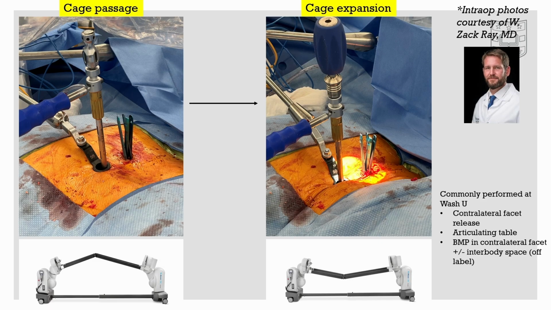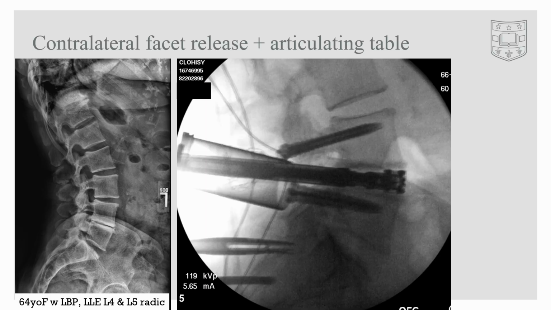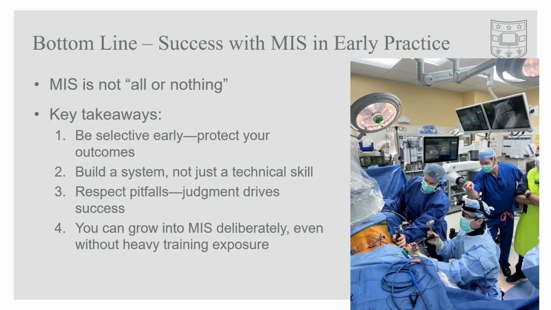So these are some images intraoperatively from one of Dr. Ray's cases showing the use of the articulating table to really maximize the cage expansion and lordosis. This is a case where I used these techniques in a 64-year-old lady with severe L4-5 disc collapse. And I think just trying to always get better regardless of your training is also important.